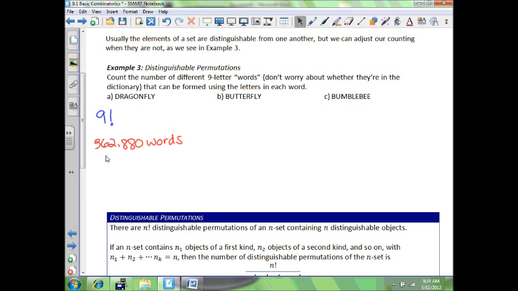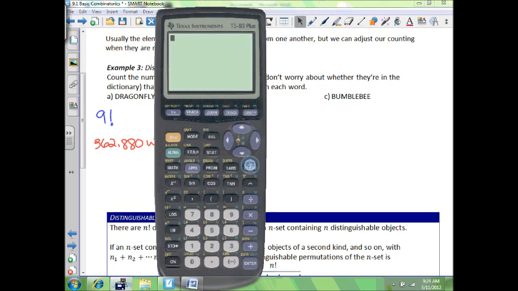Now, a nice easy way you can put factorial in your calculator: we could press 9, press the math button, go over to probability, go down to number 4, there's 9 factorial. A nice easy way to do it instead of putting in 9 times 8 times 7 times 6 times 5 times 4 times 3 times 2 times 1. Saves a lot of time.